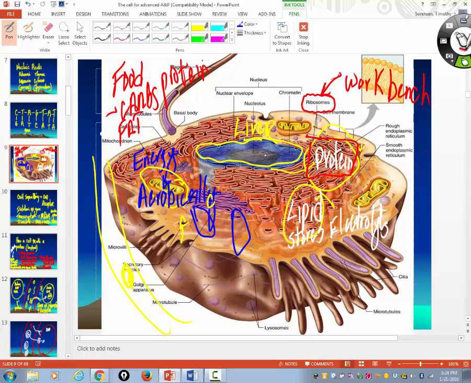Are you with me? That's where you make ATP, our energy, aerobically. Say yes. And you should write this down too. The best way to make energy inside your cells is aerobically. And when we get there, I'll explain that.